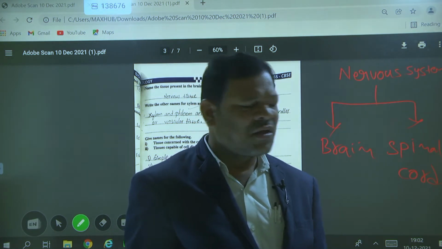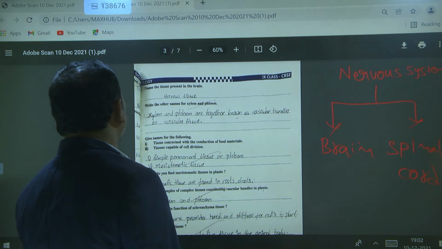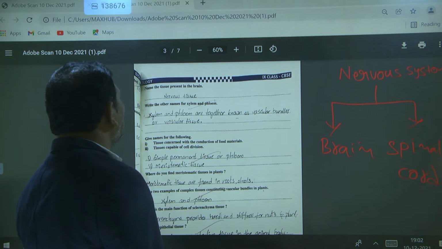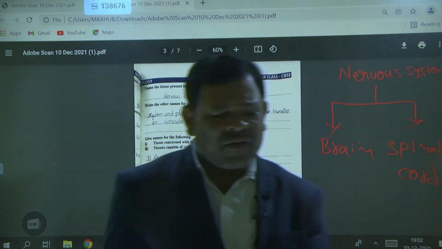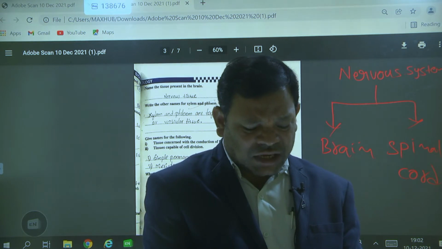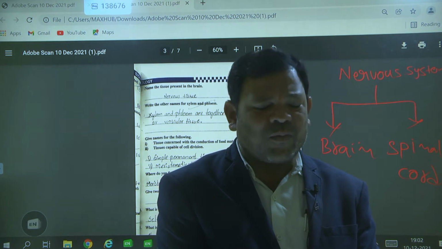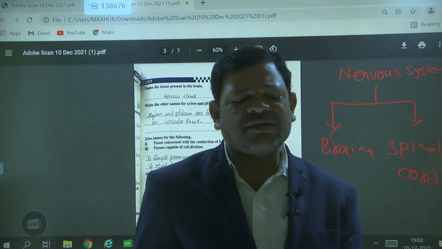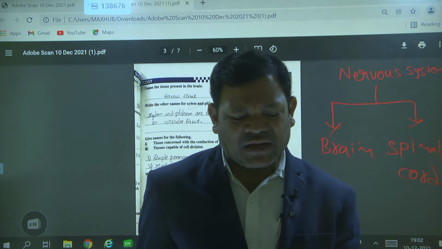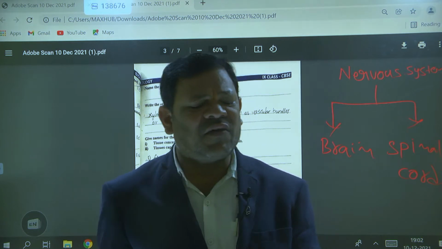Next question. Write the other names of the xylem and phloem. Xylem and phloem together are known as vascular bundles or vascular tissue. Generally, phloem is called bast and xylem is called leptome. Leptome is another name of the xylem. Bast is another name of the phloem.